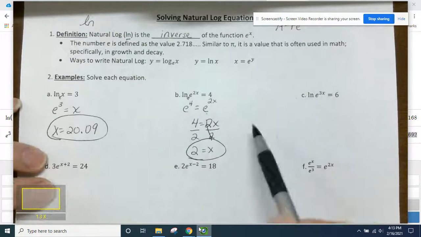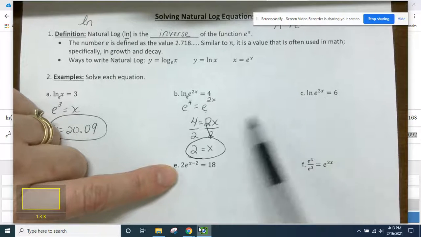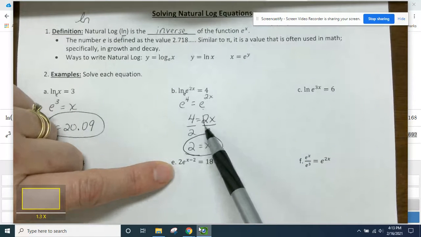All right, I would like for you to pause the video and try example C because it's very similar to example B, and then come back.